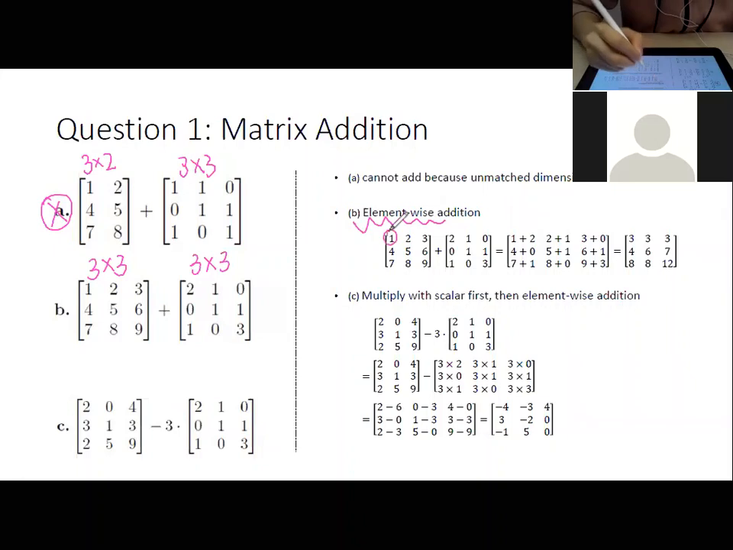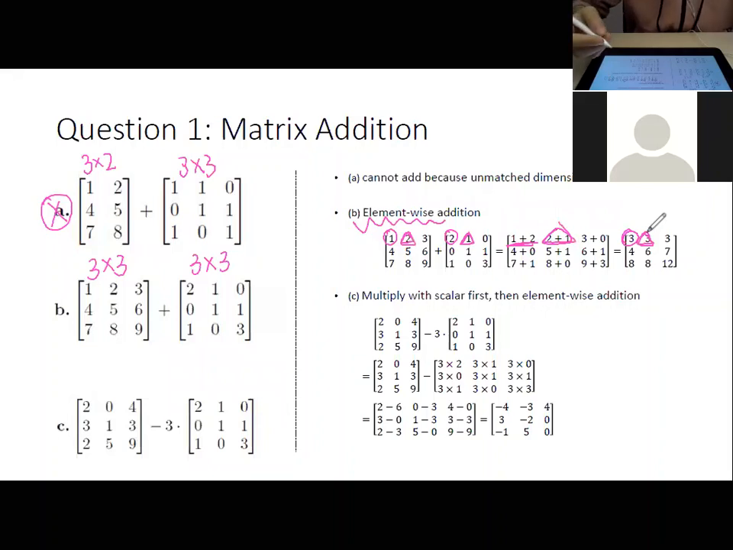Now we see these 2 elements. These 2 elements are at the same position. So we add these 2 elements together to get the answer 3. And then we move to this element. 2 and 1 are at the same position. So we add these 2 elements together and get the answer 3. And I think you already know what element-wise means and think it is very easy.